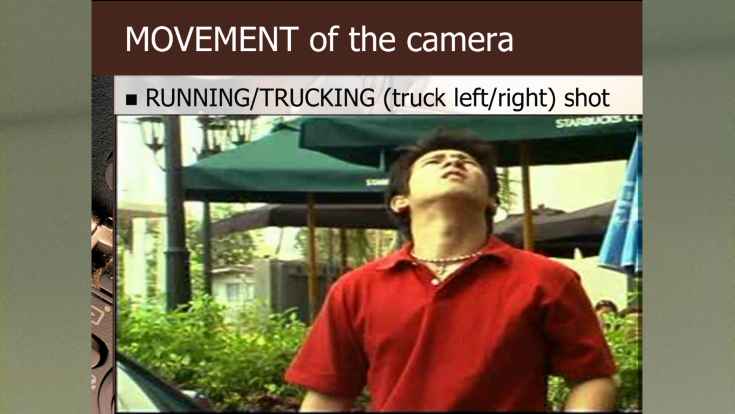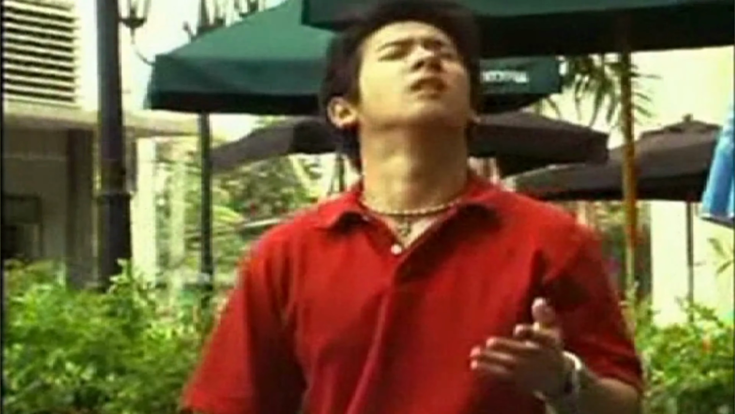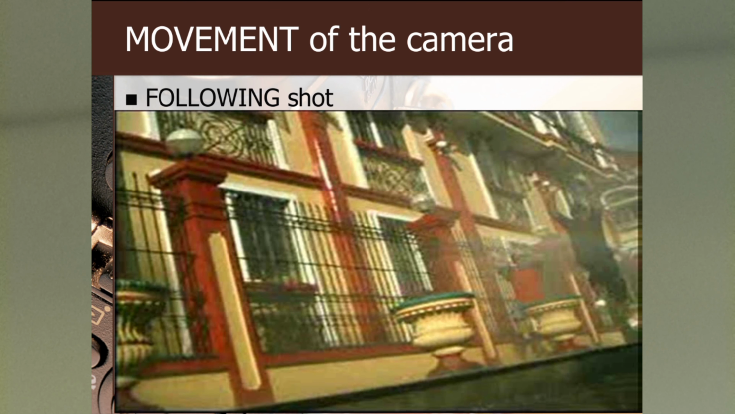Running shot or tracking shot is moving the camera to the sides with a stationary subject. It is different from panning shot since the camera is not changing its subject matter. Then we have following shot. It's when the camera is following the movement of subject either by panning or tracking or walking.